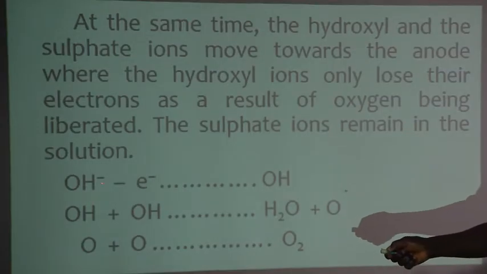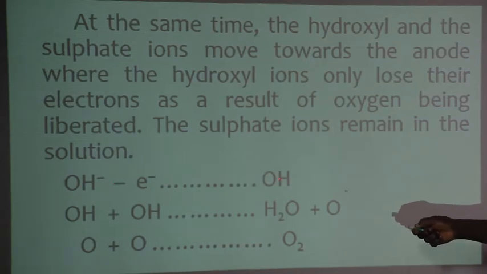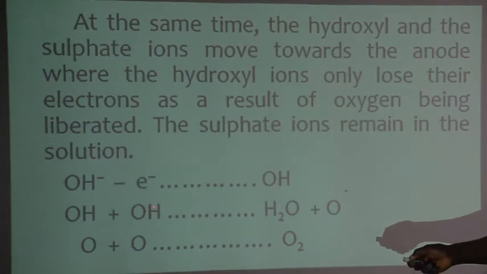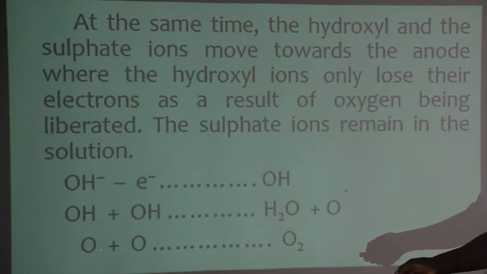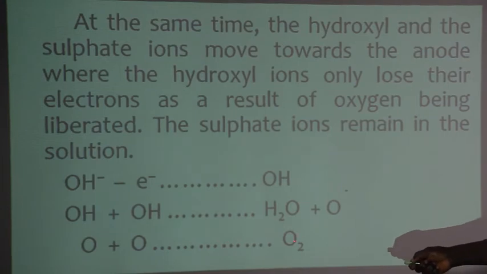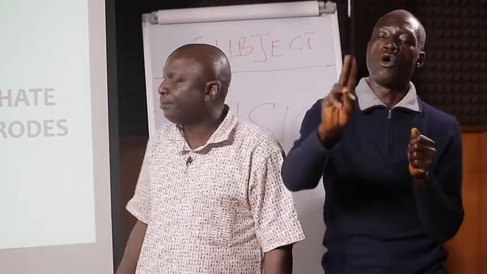So we have hydroxyl ion losing an electron to form a neutral molecule, OH, hydroxyl atom. Now, two hydroxyl atoms combine to give us H2O, water, plus oxygen. Two oxygen atoms again combine to give us oxygen O2, which is oxygen molecule.